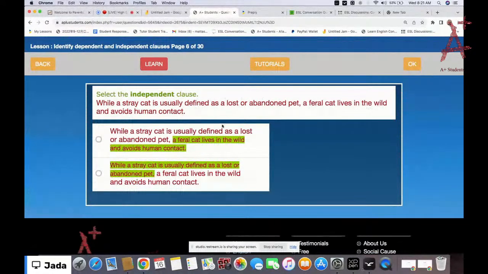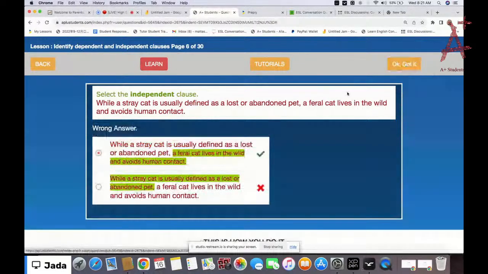So, while a stray cat is usually defined as a lost or abandoned pet, a feral cat lives in the wild and avoids human contact. So is it gonna start from a feral cat or wild? So it's starting from wild, a stray cat. So stray cat. Oh, I'm so sorry. I just keep clicking on the wrong thing. So yeah, I clicked on it again. So you see this part has the wild. It starts from the wild, right?